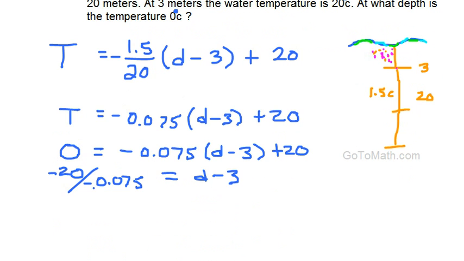Alright, and then let's go ahead and get that. So it's going to be 20 divided by 0.075. And what do we got going on there? I'm going to go ahead and leave that as 800 over 3. That's what I'm getting there, so we get a more accurate answer. And then go ahead, add 3 to that, and that'll be our distance.